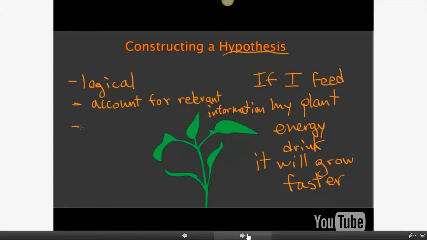Your hypothesis needs to be testable. In this case, our hypothesis is testable because we can get some energy drink and we can give it to our plant and see if it grows faster. So this one is pretty testable.